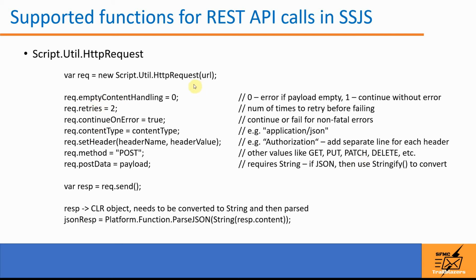You don't need to pass additional parameters like how we have seen in the HTTP core and the platform functions. All you need to do is, once you have the object that you have instantiated, you can set the properties using the examples that you see here. For example, for content handling, if you set it to 0, that means it will error out if the payload is empty. So if you don't want it to error out and continue, then you have to set it to 1.